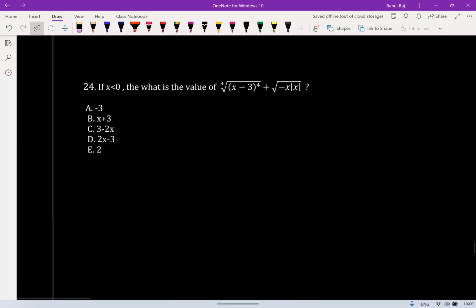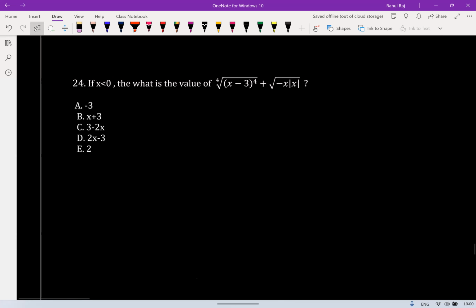Can you please do this once again, Alexa? Oh no, no, not this. Sorry, I was looking at 23. Okay. This is... Please do. Don't think. So on the right side, the square root of minus x, mod x is minus x, right? Yeah.